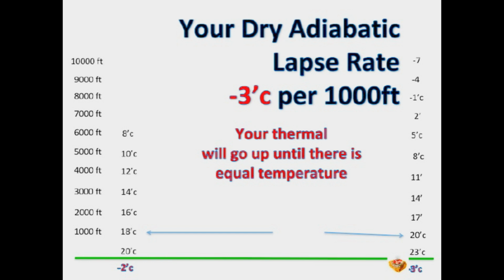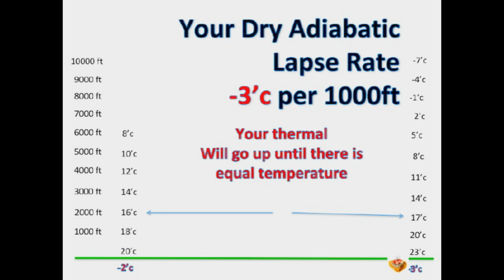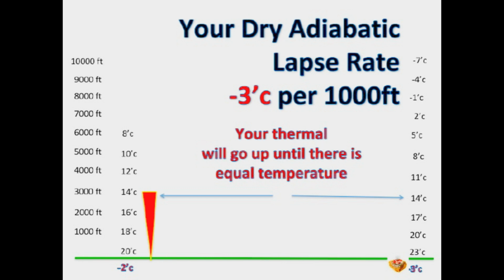The thermal then keeps climbing to the next level. We are now at 2,000 feet. Is 17 warmer than 16? Yes, it is. The thermal keeps going up. Oh, look at that. Okay, so at 3,000 feet, the thermal is the same temperature as the surrounding air. That means the thermal no longer has power to punch up because it is now equal temperature and equal pressure. So based on this calculation, on a 2-day, you can expect your thermals to go up to 3,000 feet.